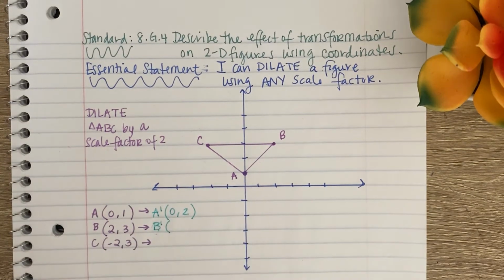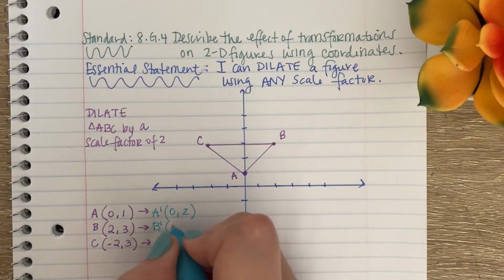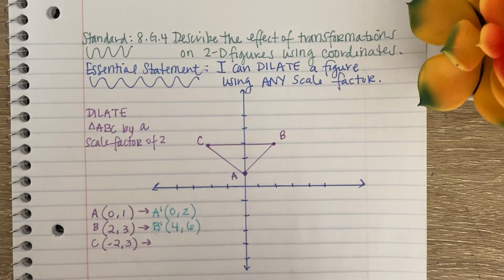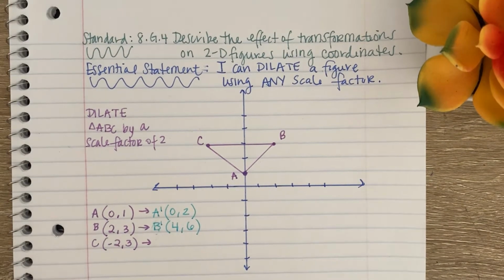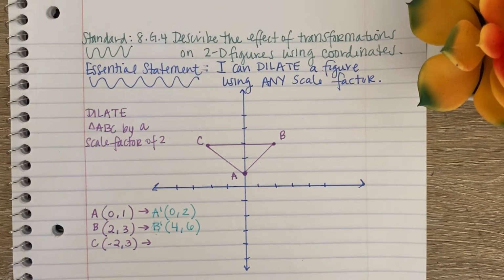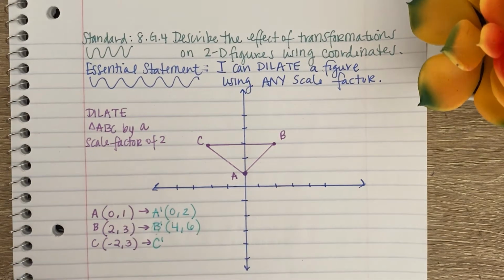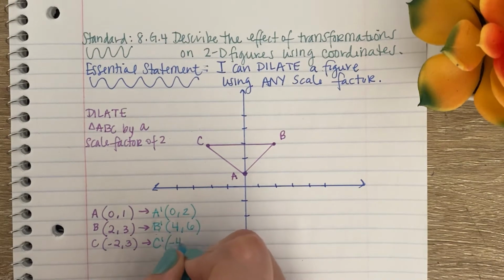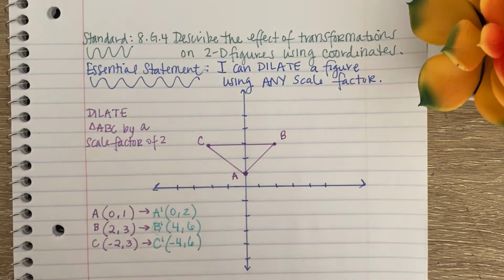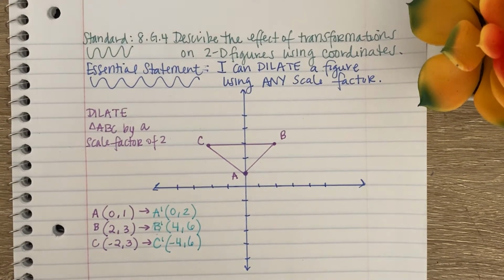B prime, so 2 times 2 is 4, and 3 times 2 is 6. So remember, you take the scale factor and you multiply your ordered pairs to get your transformed image. And then C prime, -2 times 2 is -4, and 3 times 2 is also 6. And once you have your new points, you go ahead and plot those.